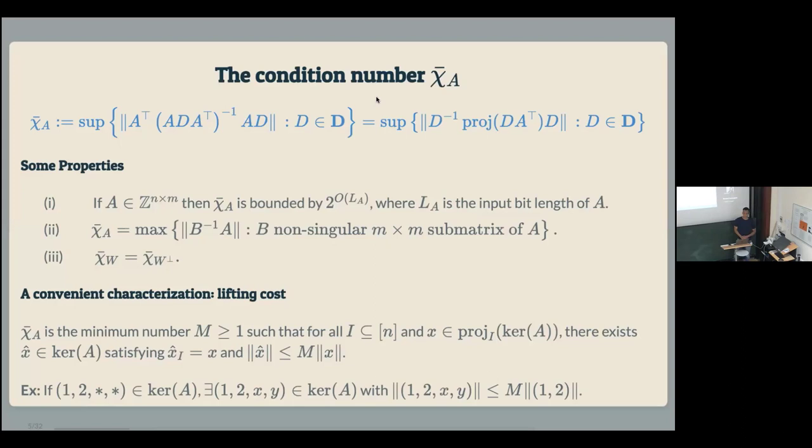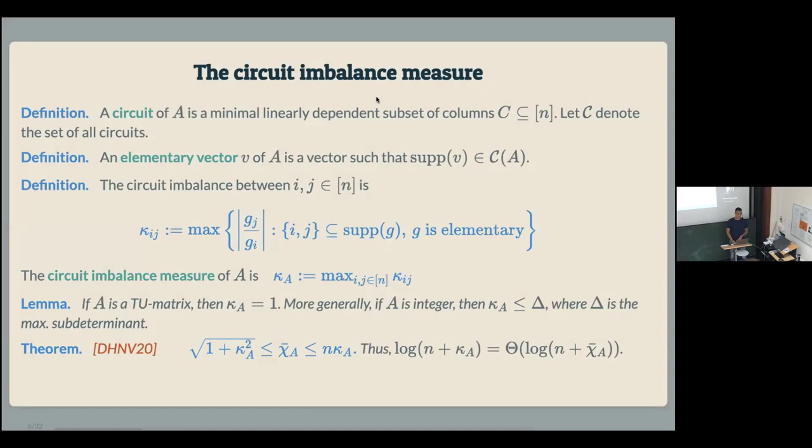A convenient definition for our purposes would be the lifting cost definition that is displayed here, which will be relevant for the interior point methods that I'm going to show later. Furthermore, I introduce a different condition number, which is more natural in the setting of proximity arguments for IPs, and that is what we call the circuit imbalance measure.